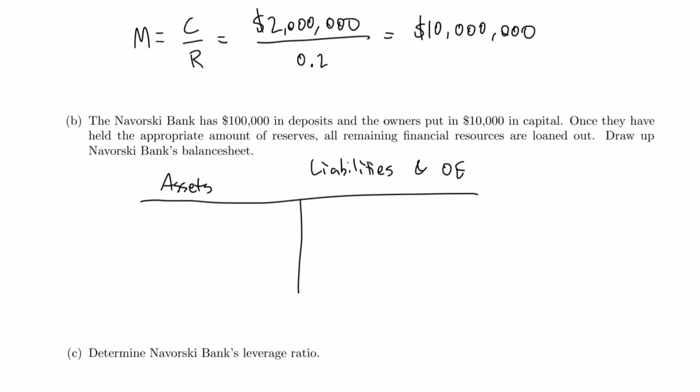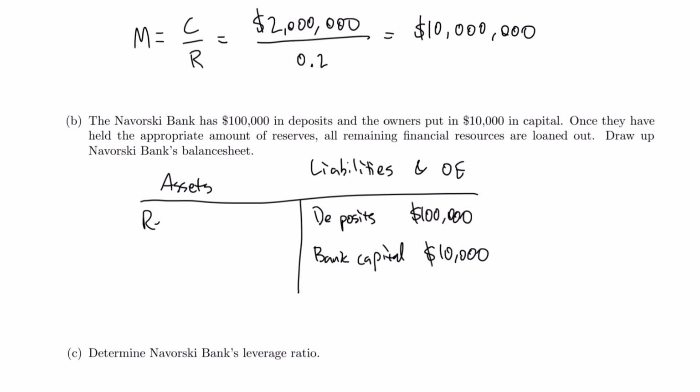Let's start on the liabilities and owner's equity side with deposits. We know that our deposits here are $100,000, and our bank capital is $10,000. Now let's go over to assets.